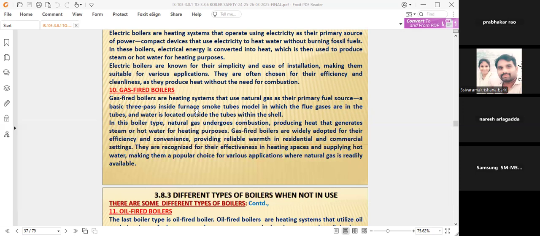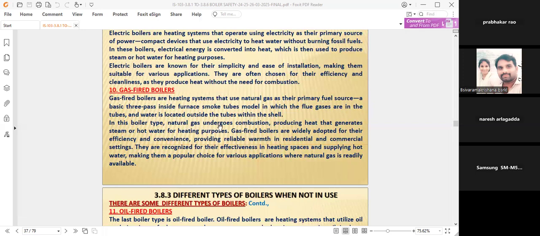A basic three-pass inside furnace smoke tube model, in which the flue gases are inside the tubes and the water is located outside the tubes within the shell. The natural gas passes through the furnace and is burned, heating by the flue gases inside the tube, and in the separate shell, in the third pass, the water is getting heated. Therefore, hot water is produced. That's why it is three-pass: one is natural gas, another is flue gas, another is the water shell. That's why it is called three-pass, that is gas-fired boilers.